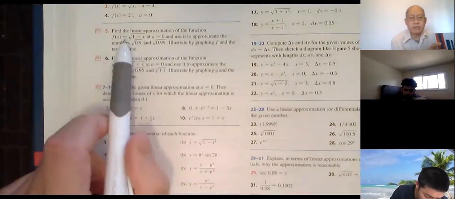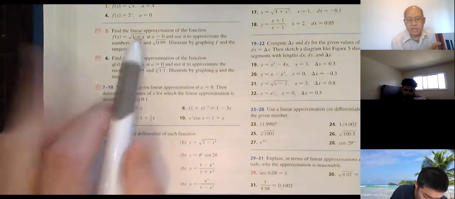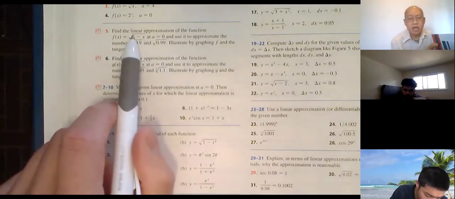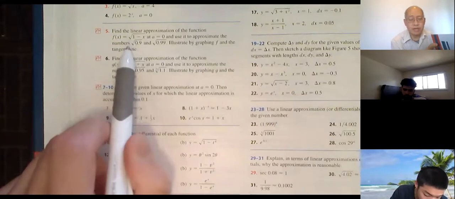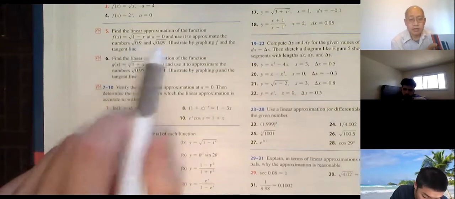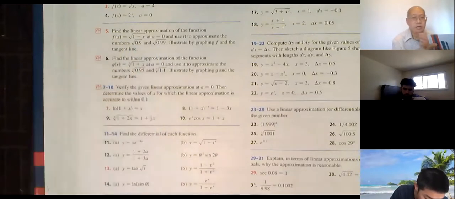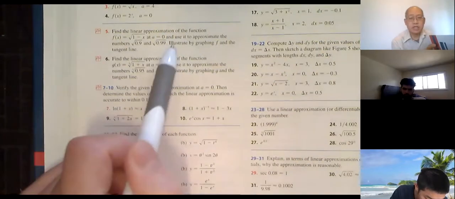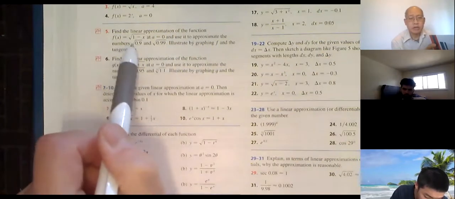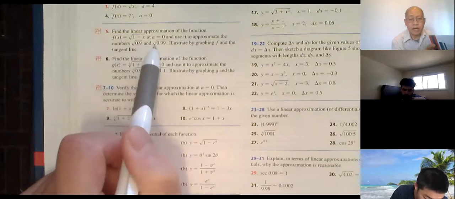Okay, find the linear approximation of the square root of 1 minus x. You can see that's not a very comfortable function, but if I can replace it with a straight line function, it's a lot easier to plug in stuff like this. So find a linear approximation and use it to approximate the square root of 0.9 and the square root of 0.99.